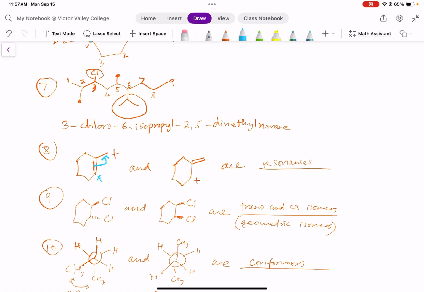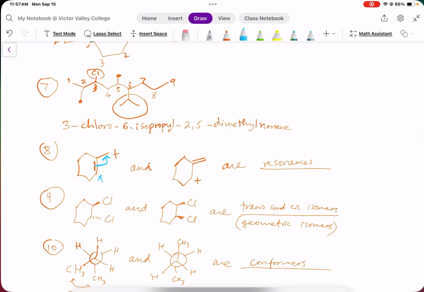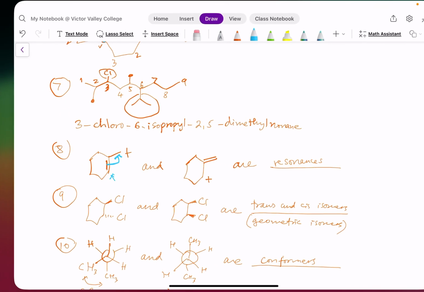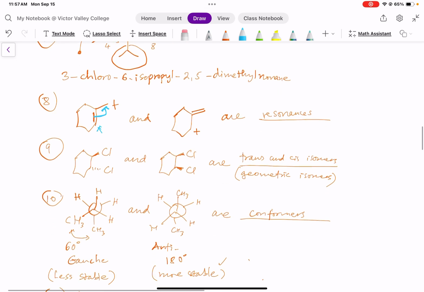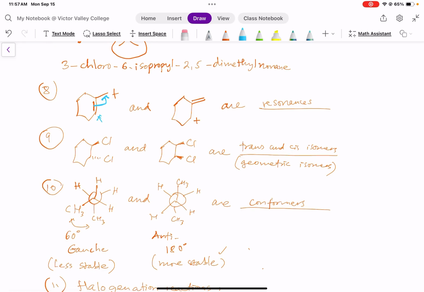Now when we put the name together, we just have to put the 3-chloro first, and then 6-isopropyl, 2,5-dimethylnonane. Okay, that's good enough for naming for now. And look at number 8.